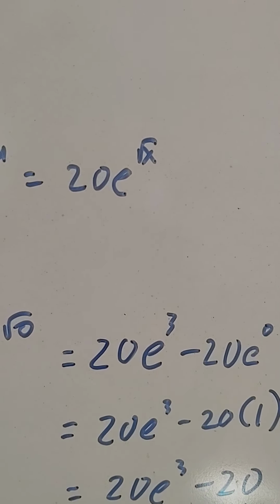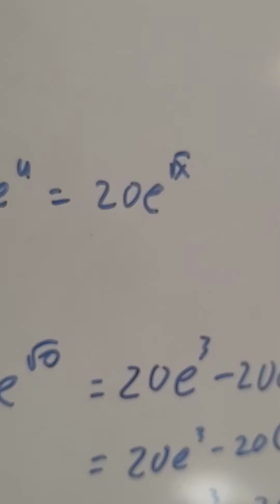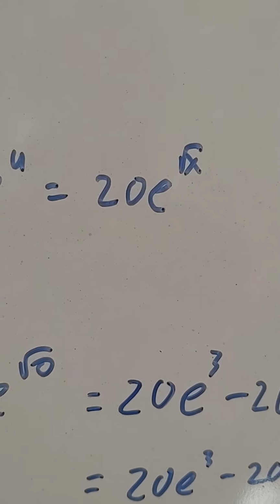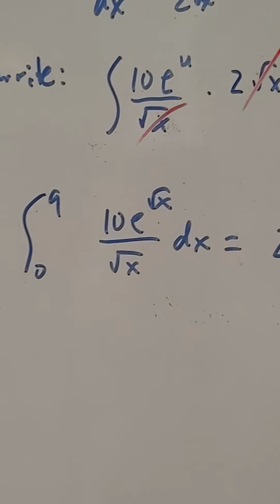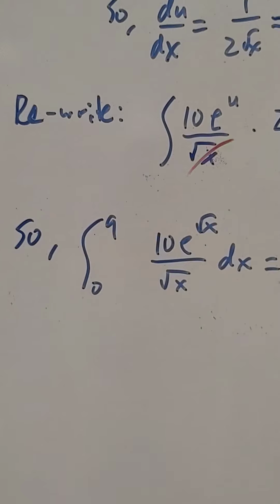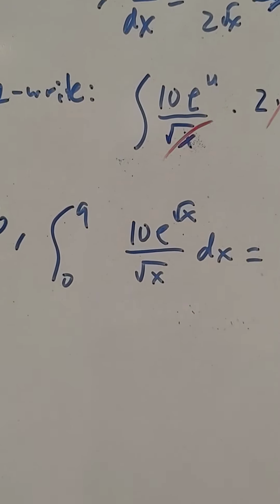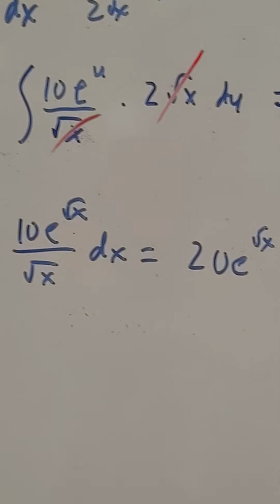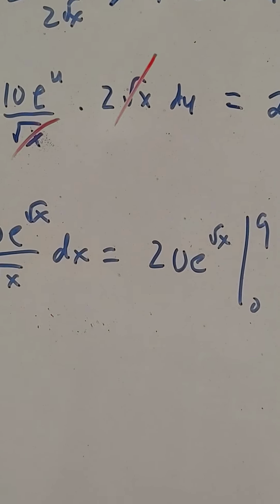So to evaluate a definite integral, which was the original problem, you first want to find an antiderivative. You want to find the indefinite integral. And now what you do is rewrite the problem. So that's what I did over here. This was our original problem, the integral from 0 to 9 of 10e to the square root of x divided by the square root of x dx. That's going to equal, well, we already did the integral, so all we got to do is write what we got for the integral, and then we're going to evaluate it from 0 to 9.